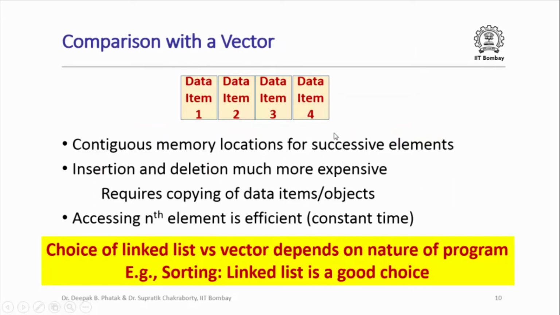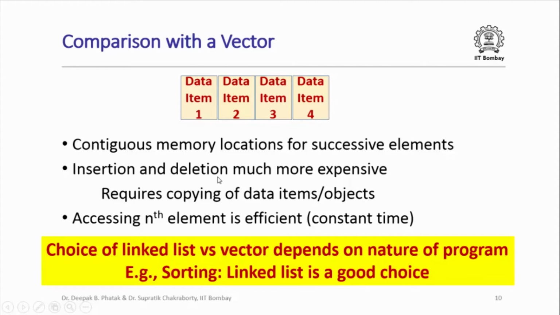Now, if you compare a list with a vector, which we have already studied, you will note that a vector also stores a sequence of data items or objects. However, in a vector, the memory locations for the successive elements are contiguous memory locations. They are allocated together at the same time.